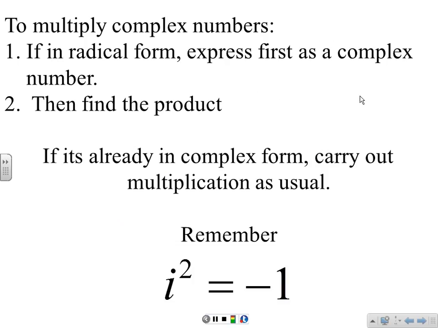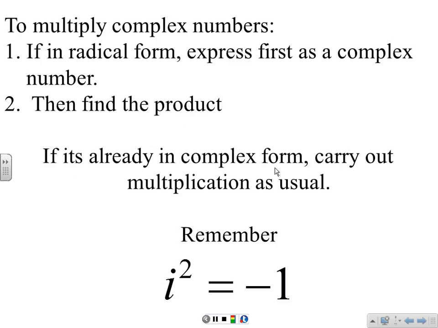Okay, so to multiply complex numbers, this is where you're going to get this i squared, so be very careful with that. If it's in radical form, express it first as a complex number. Don't forget this. I know that you can multiply radicals, but that's only for real numbers. So if it's in radical form and you know it's going to be a complex number, you have to write it as a complex number first. In other words, if you have a negative underneath a square root, you have to write it as a complex number first. Then you can multiply, you can find the product.